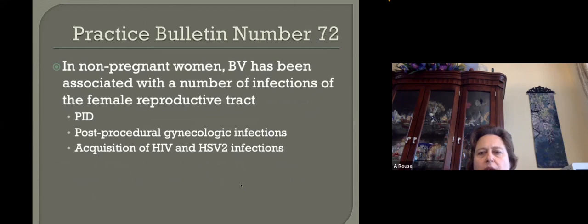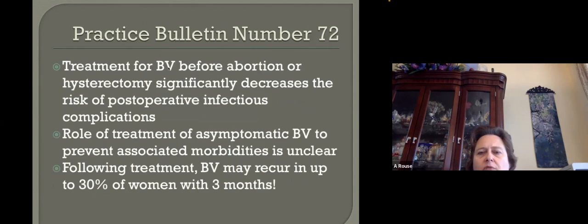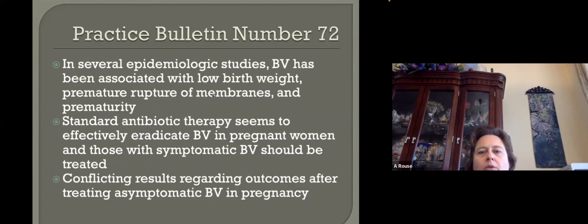Don't forget, you can have a higher incidence or risk of PID and infections relating to timing around surgery. And if you have BV, there's thought you may have a higher risk of acquiring HIV or herpes. There are studies showing that if you identify BV, not presumptively, prior to an abortion or a hysterectomy, and treat it, you will decrease their post-op infection risk. The treatment of asymptomatic BV is unclear, and that's discussed more in our OB patient population. Once you treat symptomatic BV, it may recur in up to a third of women within 3 months. There are also associations of low birth weight, premature rupture of membranes, and prematurity.